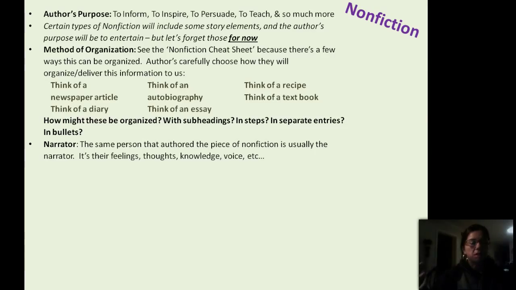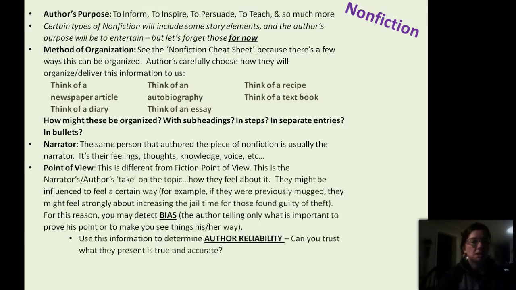The narrator in nonfiction is the same person as the author, because this is true. He can't make somebody up to tell his story. Okay, the only difference here would be if it's a story that someone is telling about the person. Okay, autobiographies, that's what that means. But the narrator is the same person as an author. It's their feelings, thoughts, knowledge, and voice. So there is no change there in nonfiction.